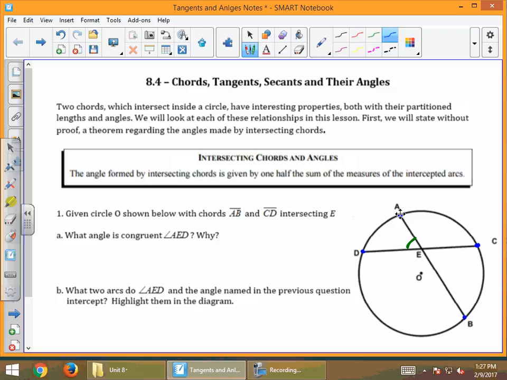Alright, so we take a look at this circle. Which angle is congruent to AED? So this angle right there. Gary? Good. Angle CEB is congruent to AED. You can tell me why they are congruent. They're opposite angles. You're correct. They're vertical angles. Okay.